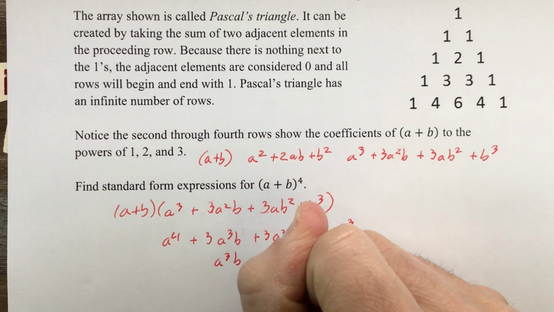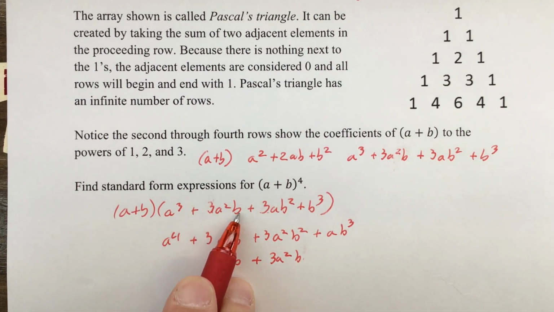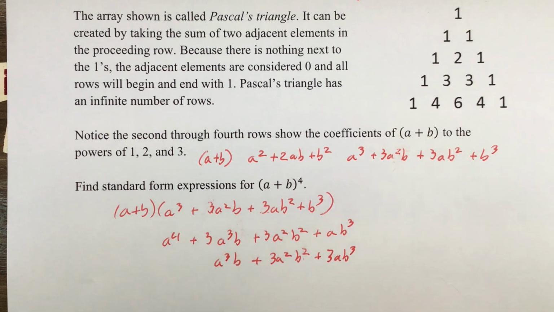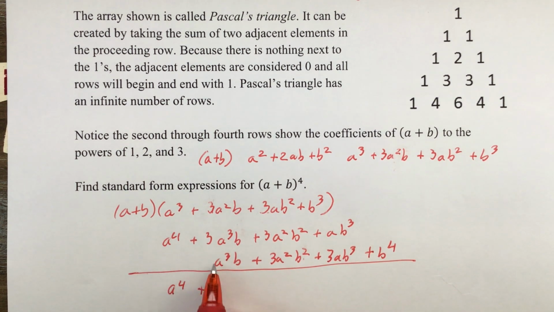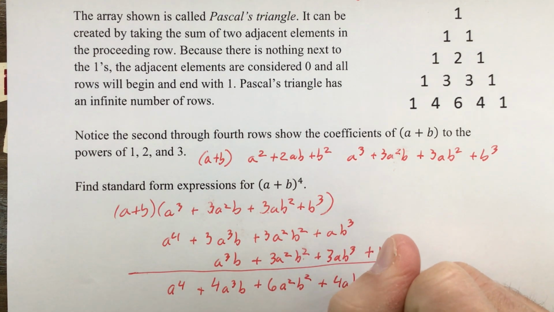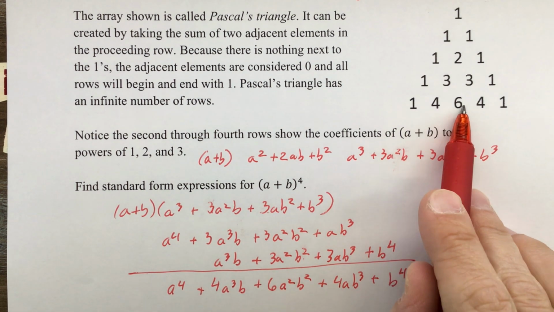B times the next is going to give you 3a squared b squared. I got to keep track of all these. All right, so b multiplied here, you get 3a squared, but it'll be b squared. We then get 3ab cubed. And at the end, we get b to the fourth. And if we add everything together, we're going to get a to the fourth plus 4a cubed b plus 6a squared b squared plus 4ab cubed plus b to the fourth. And if you check your coefficients, we got 1, 4, 6, 4, 1.